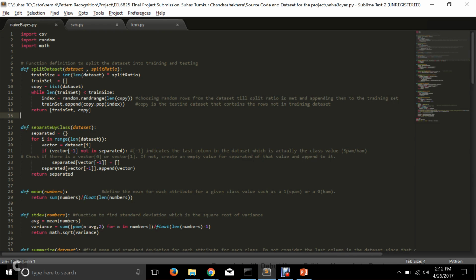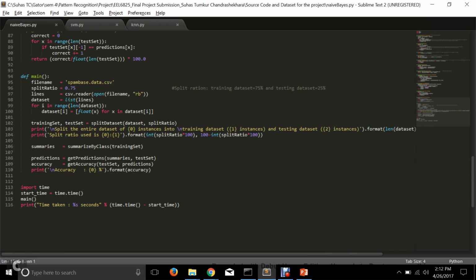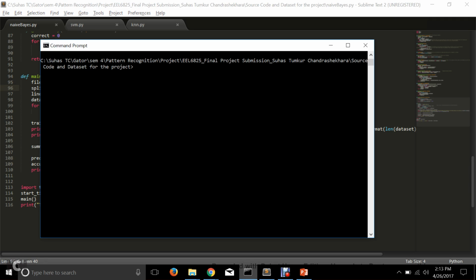So this is the code for Naive Bayes. Here we see that the split ratio I have divided as 75-25, where 75 is for the training data set and 25 is for the testing data set or the validation data set. And you can see here that this is the spam base data that I have downloaded from the UCI website. So now let's go ahead and run Naive Bayes.